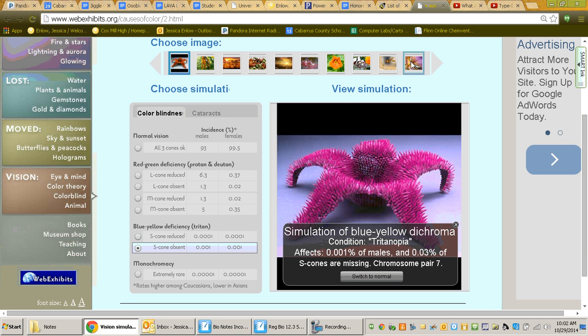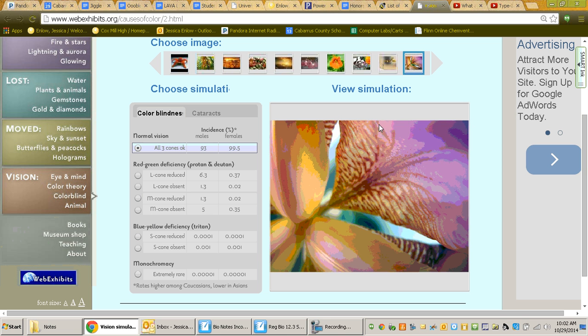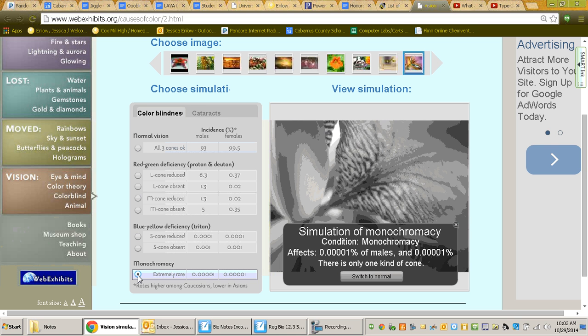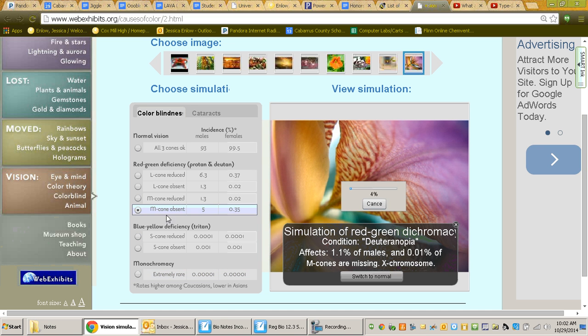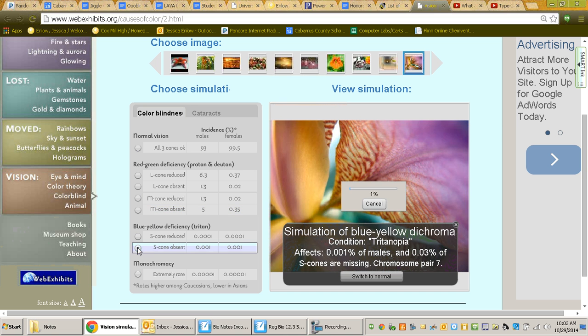Okay, let's look at this one. All right, here's a flower. If they are monochromatic, which means they don't have any color vision at all, that's what they see. All day, every day, black and white, gray. That's boring, right? It's rare, but that's a total color blindness one. Here's if they're missing their red and green colors. So it changes it to like a blue color for everything. Okay, what if they're missing their blues and yellows?